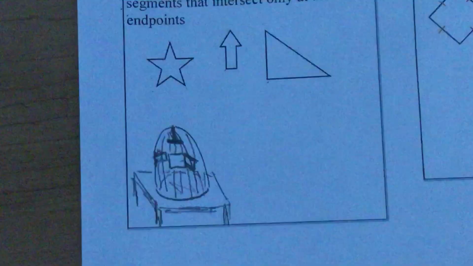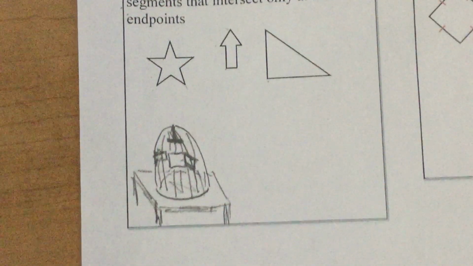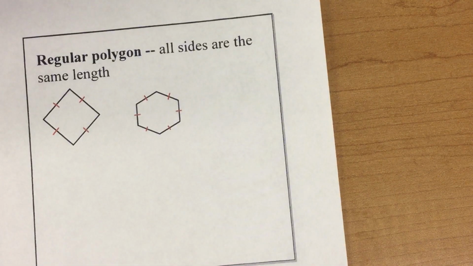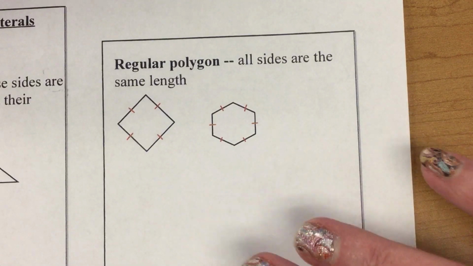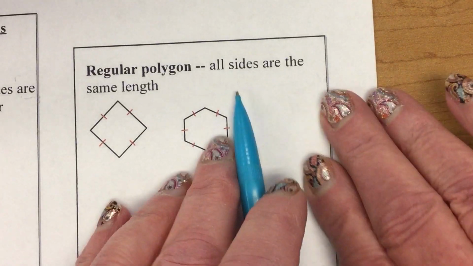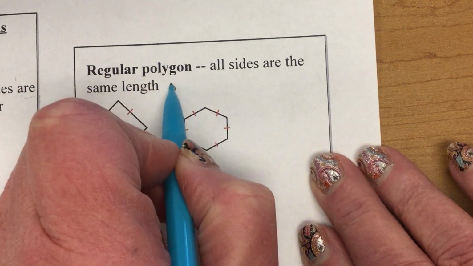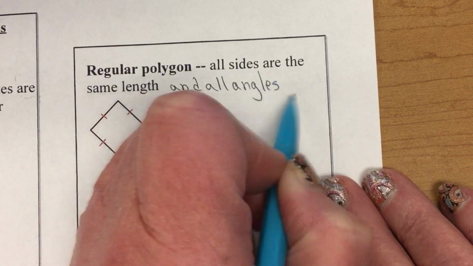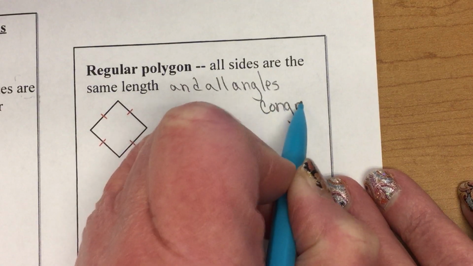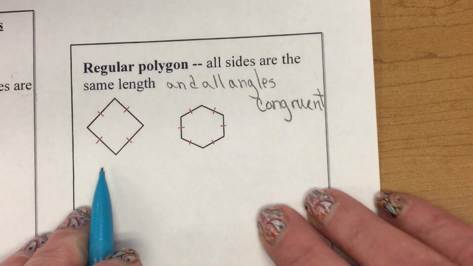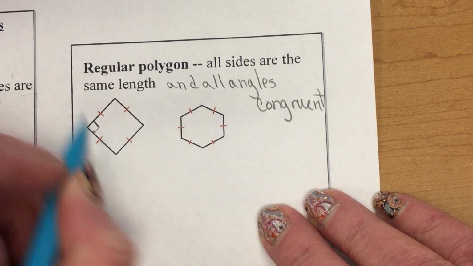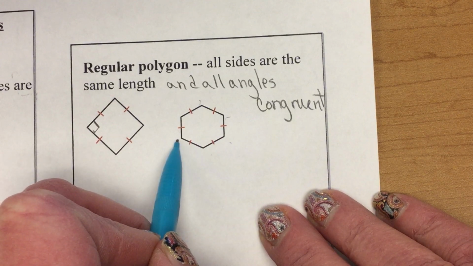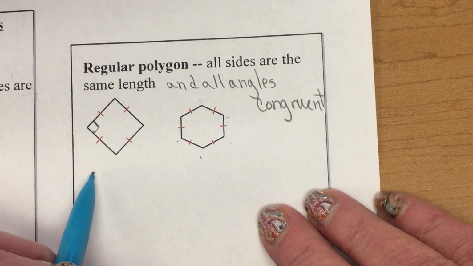So there's my polygon. Now, a regular polygon. That one was definitely not regular. A regular polygon has all sides the same length and all angles congruent. So a square is a regular polygon. This hexagon is a regular polygon. All sides congruent, all angles congruent.